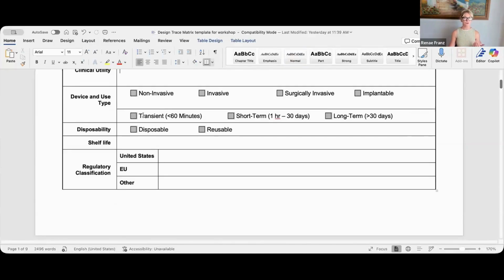This is important too if you have, especially, a device that touches the skin or comes in contact with bodily fluids like blood, because this helps determine biocompatibility testing, what level you would need to do.